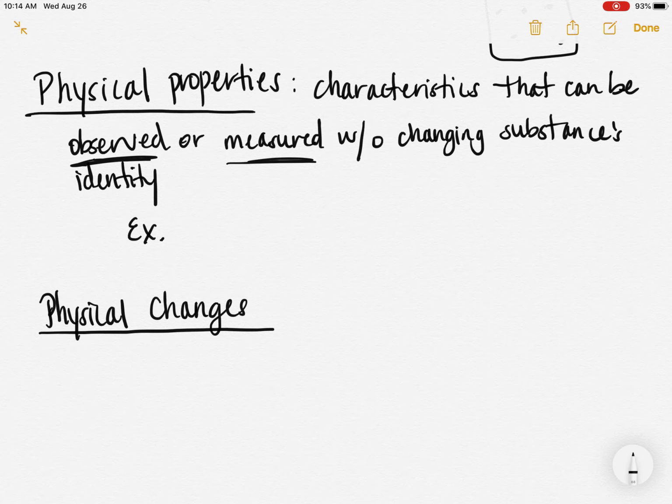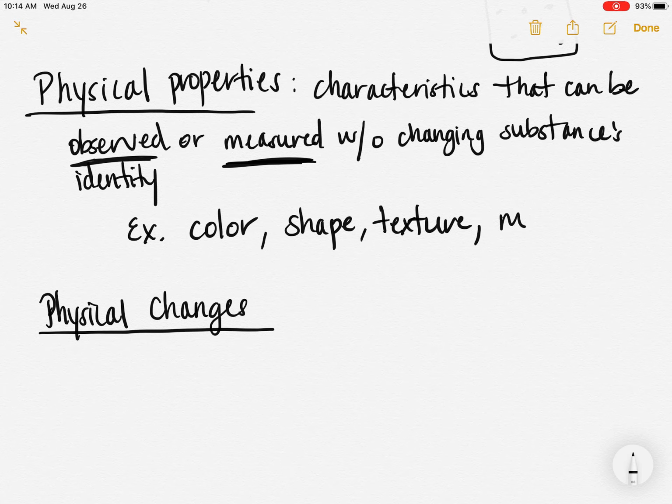So you might say it's white. So color is a physical property. You might say it's flat or it's a rectangle, okay? So shape is a physical property. Somebody might say it's smooth. So texture is a physical property. And then we can also talk about properties we measure. So you could measure its mass. You could measure its volume.